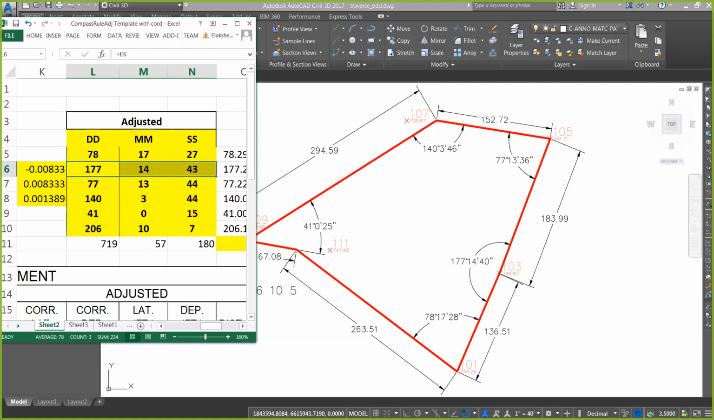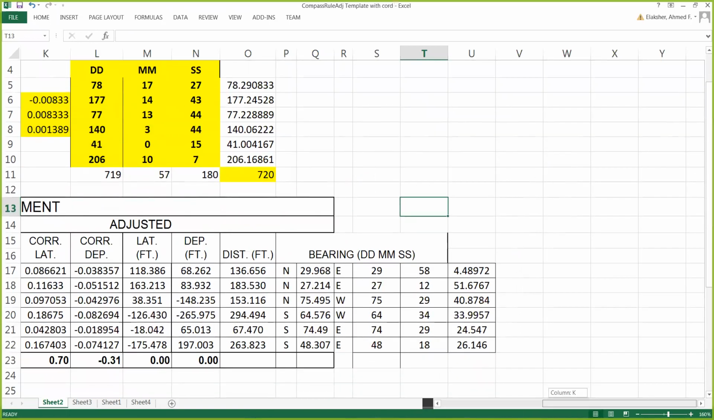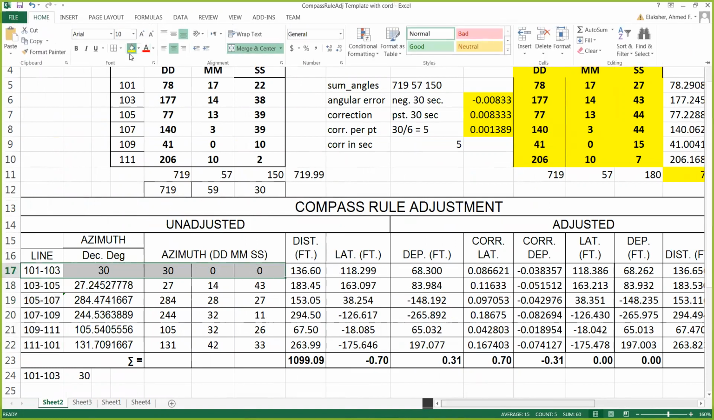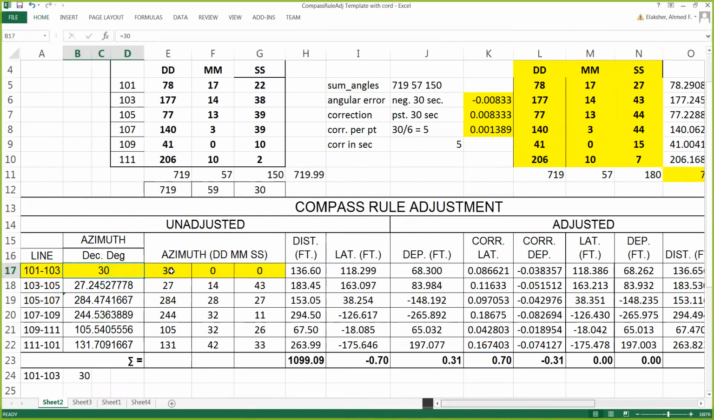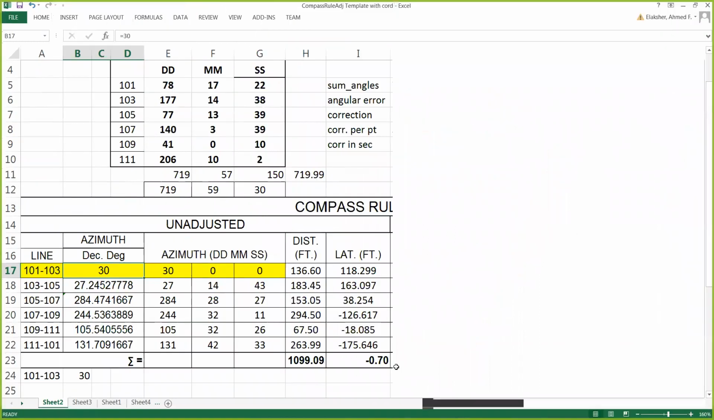Okay, so now let's see what we have next. Next, we have the lines. These are our lines. I'm going to assume that the first line, let me highlight that, is 30 degrees in azimuth, which is 101, 103. So if we look here at 101, 103, I assume north is in this direction, going up, and 101, 103 will have an azimuth of 30 degrees.